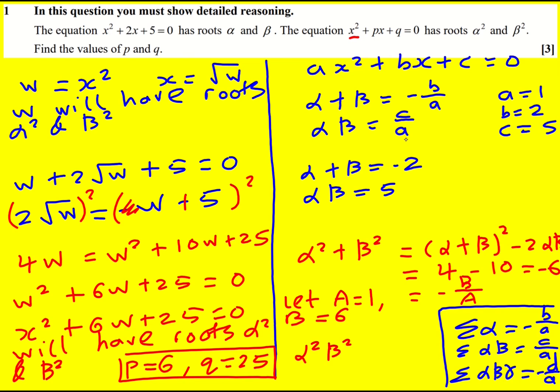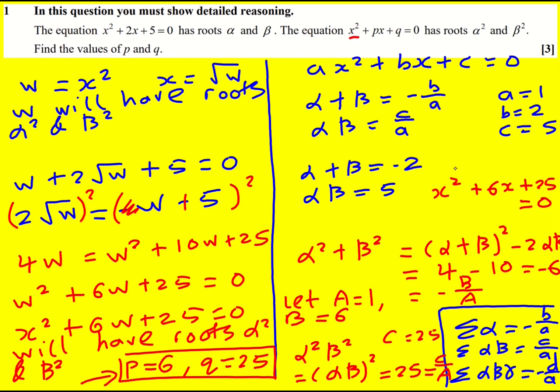I've got the alpha squared beta squared. That's what I'm going to need for my c over a. Well, that's just going to equal alpha beta all squared, which is equal to, I've got it here, 5, so 25. And that, like I said, is capital C over A. So because A is 1, then C is going to be 25. And I can write down my final quadratic. It's going to be 1x squared plus bx, which is my 6x, plus c, which is my 25. And we get exactly the same answer. And from there, we can say the same conclusion that p is 6 and q is equal to 25.